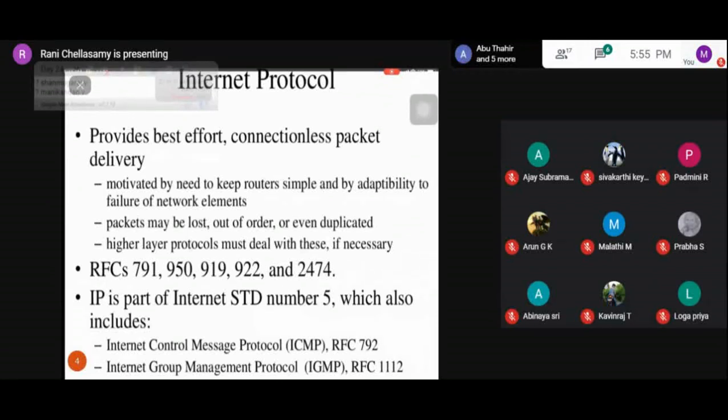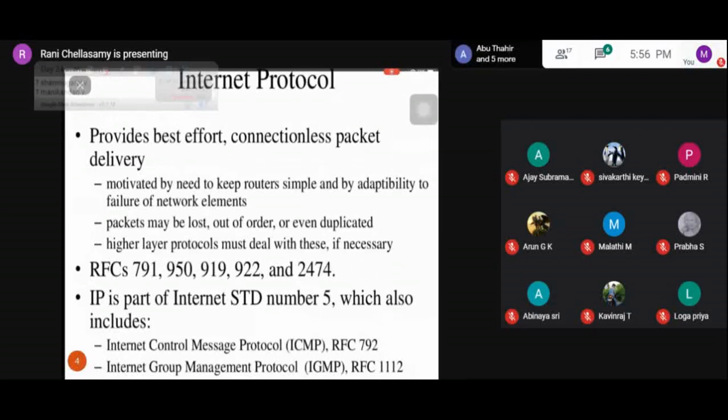Also, the higher layer protocols: what are the higher layer protocols of the network layer? That is the transport layer. TCP and UDP will also be using this Internet Protocol. So what are ICMP and IGMP? All these protocols are used at the network layer.